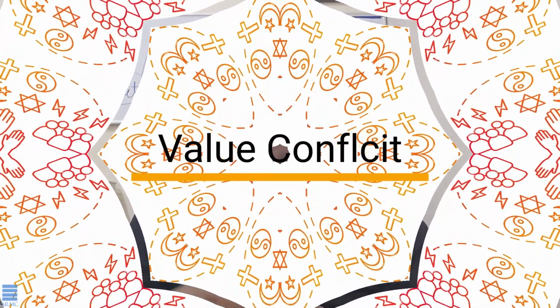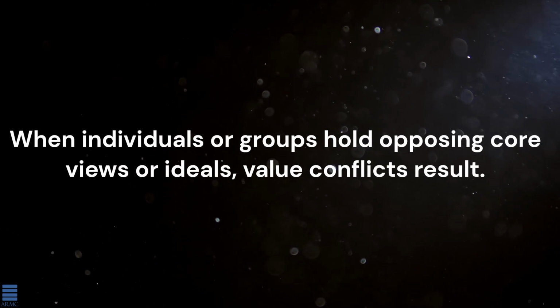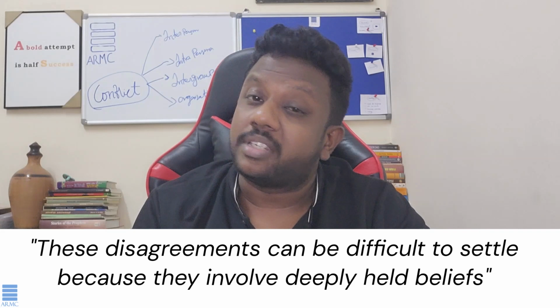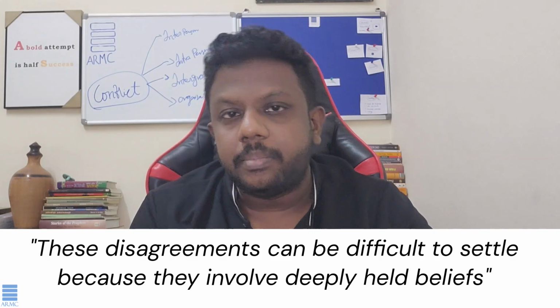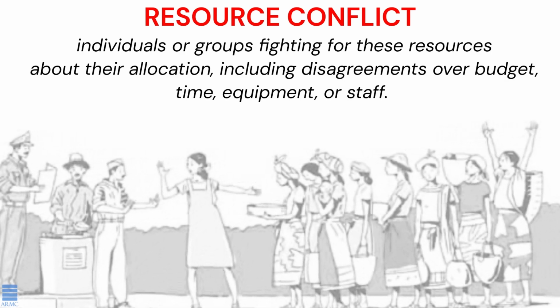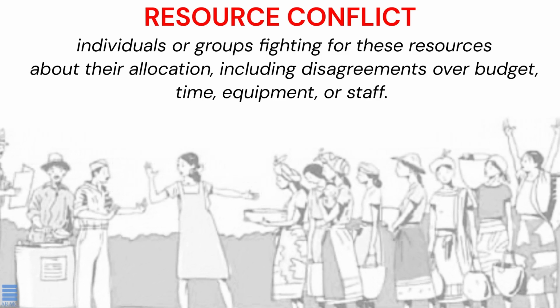Value conflict. When individuals or groups hold opposing core views or ideals, value conflict is the result. This disagreement can be difficult to settle because it involves deeply held beliefs. Resource conflict is a difficulty between individuals or groups fighting for resources. It might be brought on by disputes about their allocation, including disagreement over budget, time, equipment, or staff, like manpower allocation.